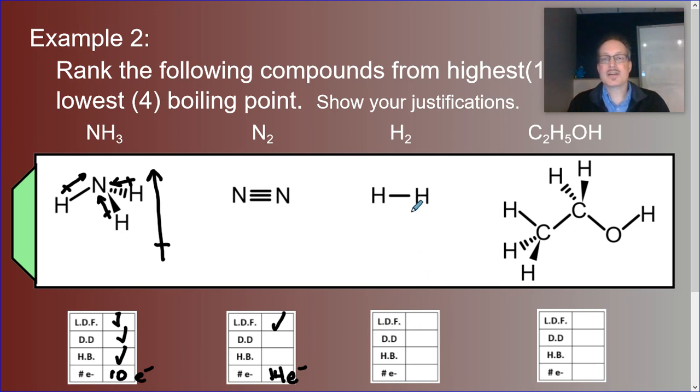Okay, hydrogen, we're going to do diatomic hydrogen. So again, it's got London dispersion forces because everything has LDF. Again, we look up hydrogens. They're both the same, so nobody's going to pull, so it doesn't have dipole-dipole. Since it doesn't have dipole-dipole, it will not have hydrogen bonding. And then we're going to add up the electrons, and this is going to be 2 electrons.